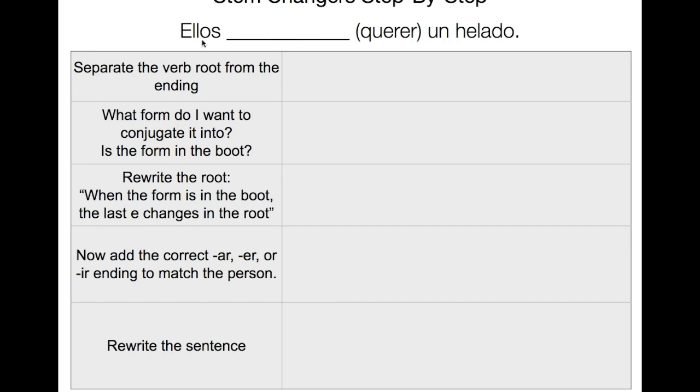Let's take the sentence: Ellos, the verb is querer, un helado. First step, separate the verb root from the ending. So in the case of querer, when you separate it, you have quer. Then you should think of what form do I want to conjugate it into. Is the form in the boot?